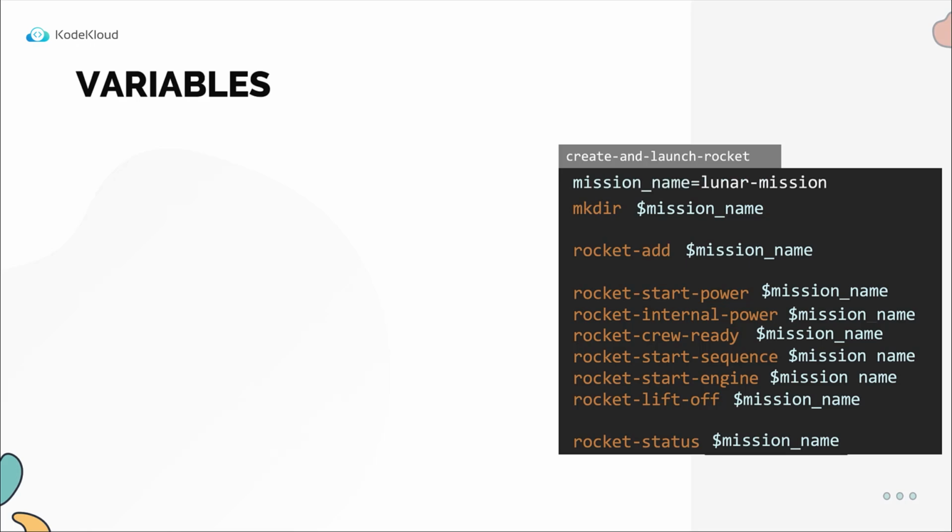However, remember that while setting the value of a variable, we do not use the $ sign before the variable name. Next time we plan to use the same script for another mission, all we have to do is replace the mission name in the first line with the name of the new mission, and no changes need to be made to the rest of the script.